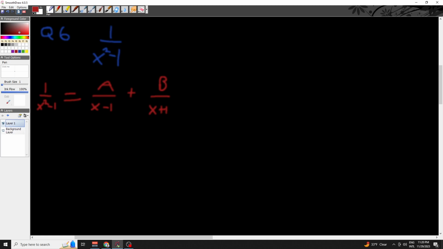In order to get rid of this x squared minus 1 out of the denominator, we're going to multiply this whole equation by x squared minus 1. That will just send this to Valhalla or Helheim. I don't know which one. I'm such a nerd.